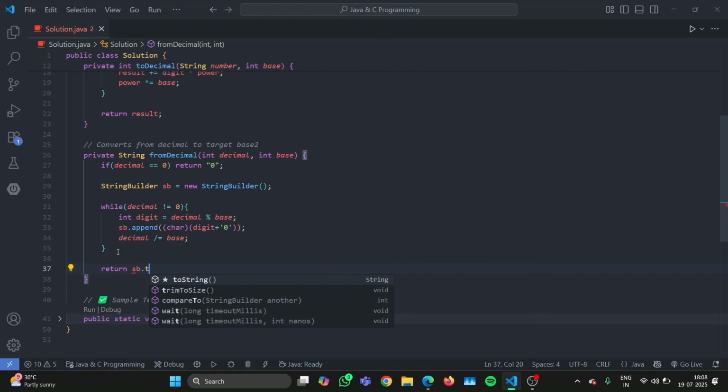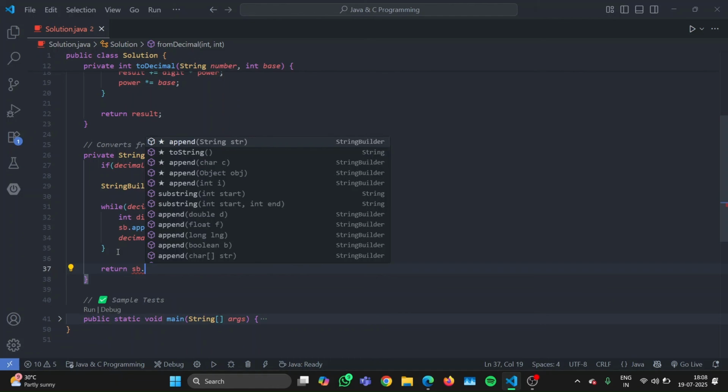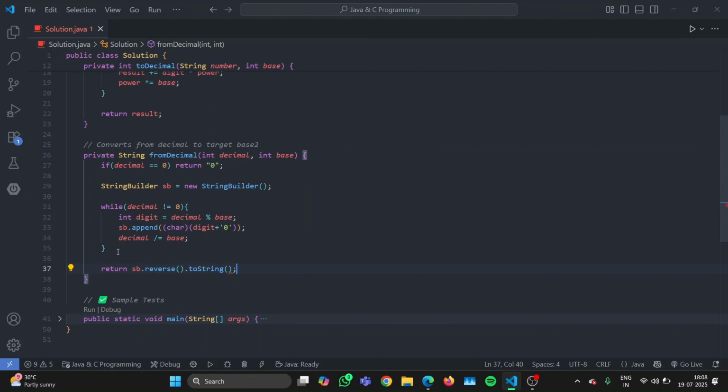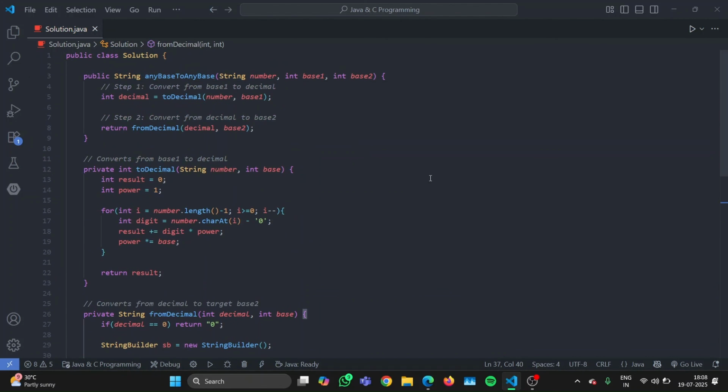If you remember, why reversed? Because the string that we got from the remainders was in reversed form. We were adding the place value, multiplying the place value to convert it into the equivalent number in the given base. But when we are using the StringBuilder, we just have to reverse it and then return it in string form. So that pretty much solves everything about our problem.